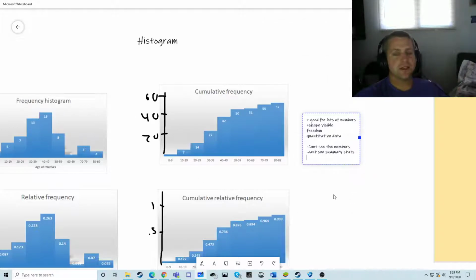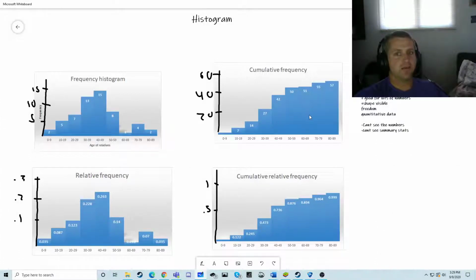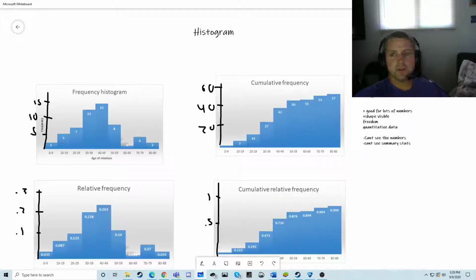But yeah, those two downsides actually make a big difference because you can't find certain things you want. But they're good for estimating and seeing shape and things like that. So there's the spiel on histograms. Ask me a question if you have any.